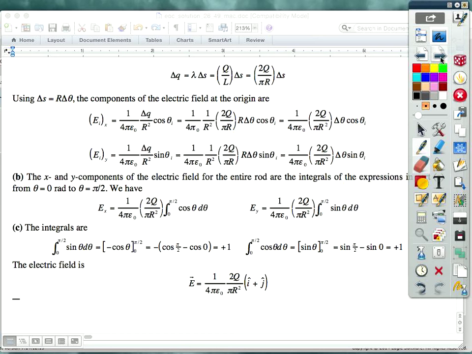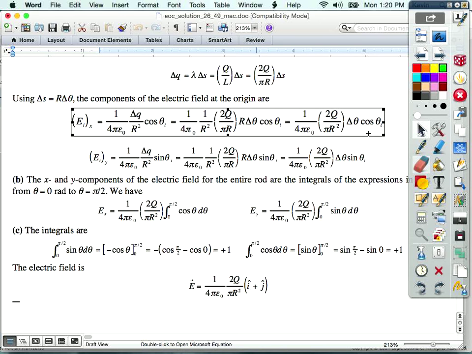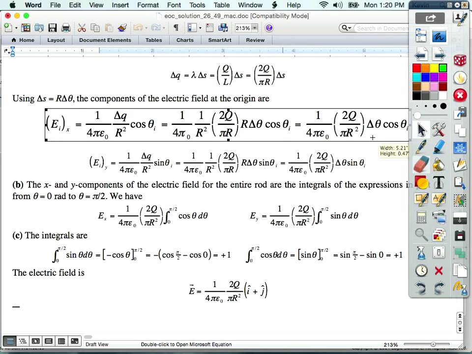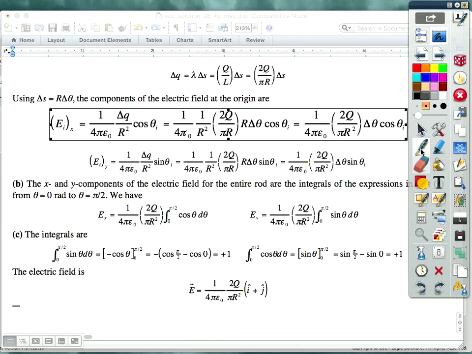Actually, you know what? Let me do this. Make this a little bigger. Okay. I don't know if that's more visible or not. Does this part make sense to you? Right? This is just E of x is k delta q over r squared cosine theta, right? And that's just the k.